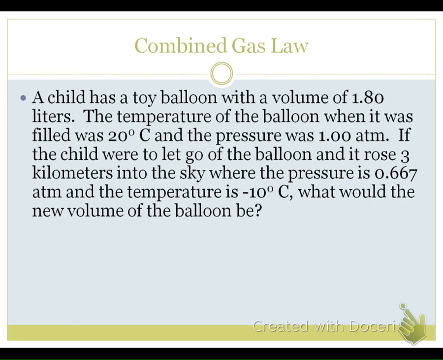So let's start working through our list here. It says this child has a toy balloon with a volume of 1.8 liters. So that means 1.8 liters is going to be what variable for us? V1. Good. The temperature of the balloon was 20 degrees Celsius. That's going to give us what variable? T1, which means 20 plus 273 is 293 Kelvin. Pressure was 1.00 atmospheres, so P1 equals 1 atmosphere. We're already halfway through the word problem.